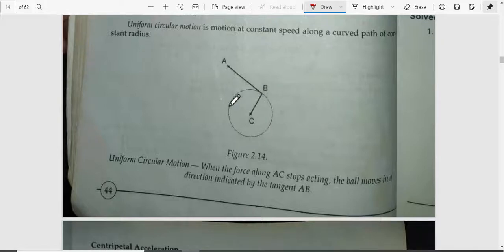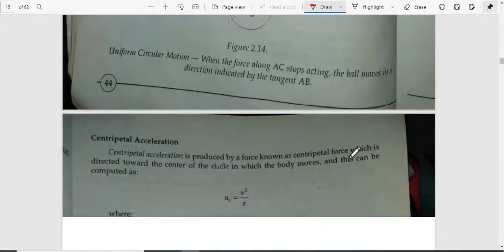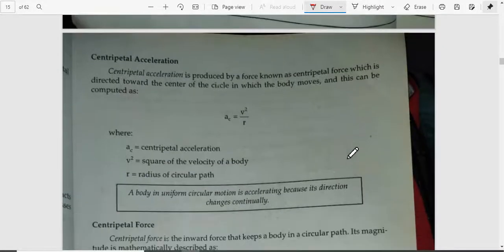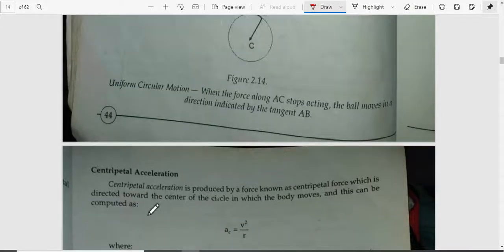So for example, this is the circle of constant circular motion, and the object stops. Therefore, once it stops, the object moves off along the tangent at A and B. The centripetal acceleration is produced when the centripetal force is directed toward the center of the circle. Do you see the center I have here? That is your centripetal acceleration.